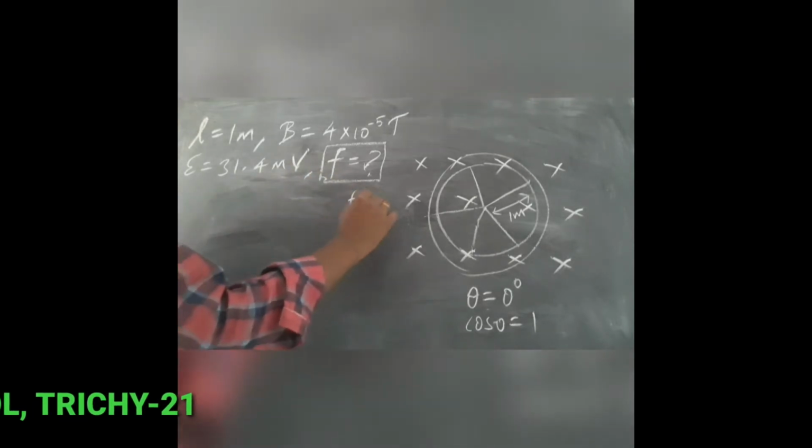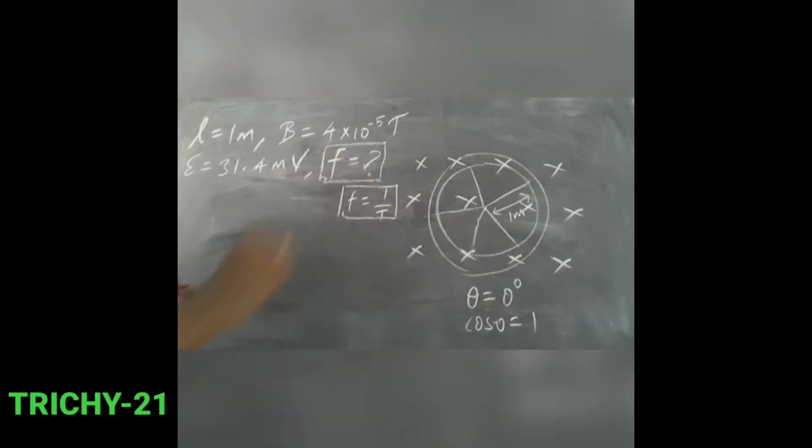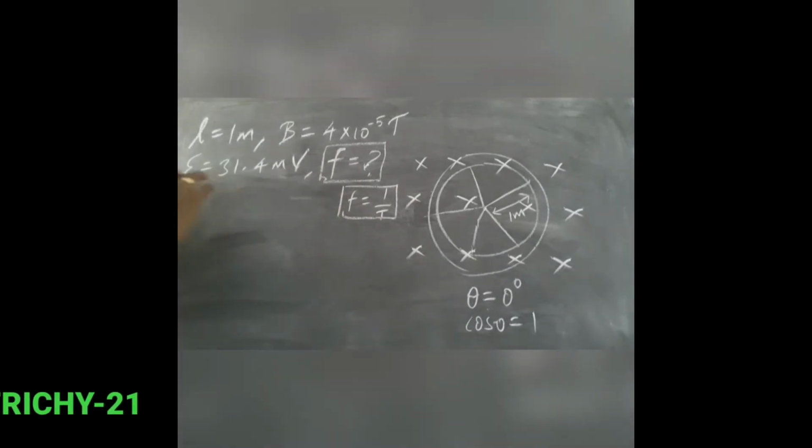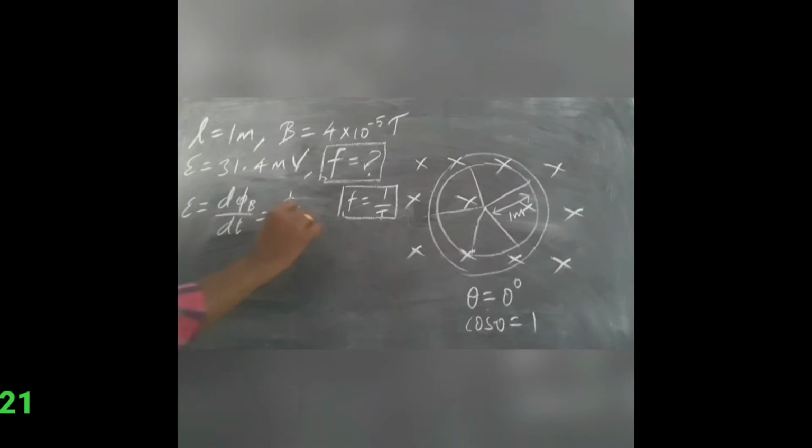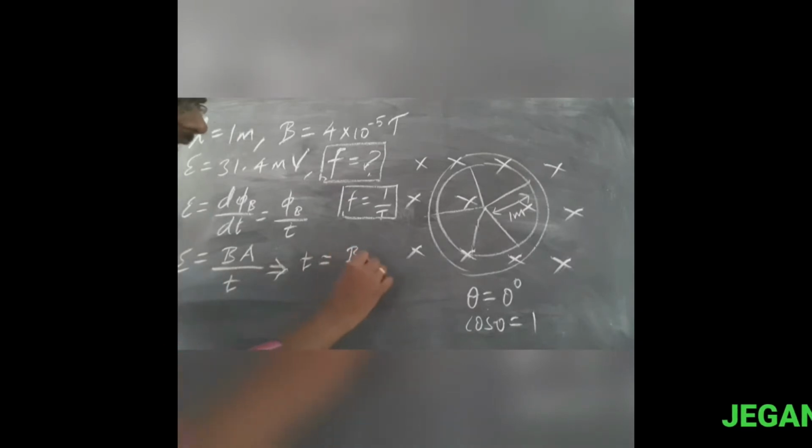For frequency, 1 by T is the formula. So we have to find the time period. EMF they have given. From that we can start our calculation. EMF is equal to rate of change of magnetic flux with respect to time. Simply we can write that as d phi by dt. So EMF is equal to phi by t. What is the value of phi? B a cos theta. Cos theta value I already explained, that is equal to 1 in this case. So leave it. T, what you are going to find? To find the frequency we need the time. So T, you can rearrange, is equal to B a by EMF value epsilon.